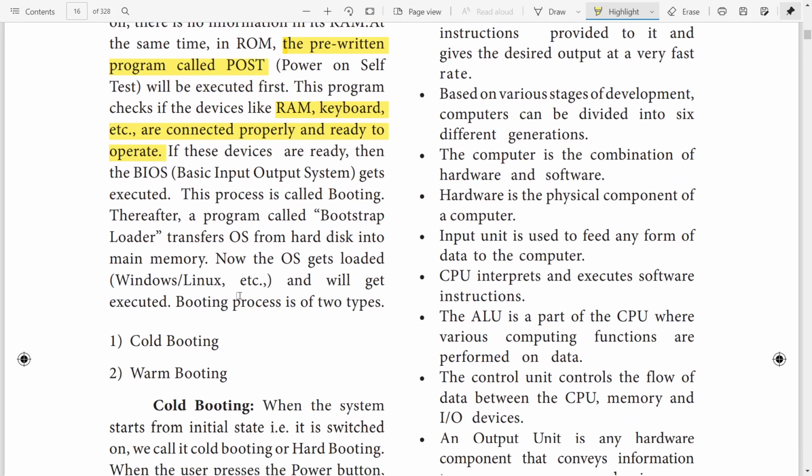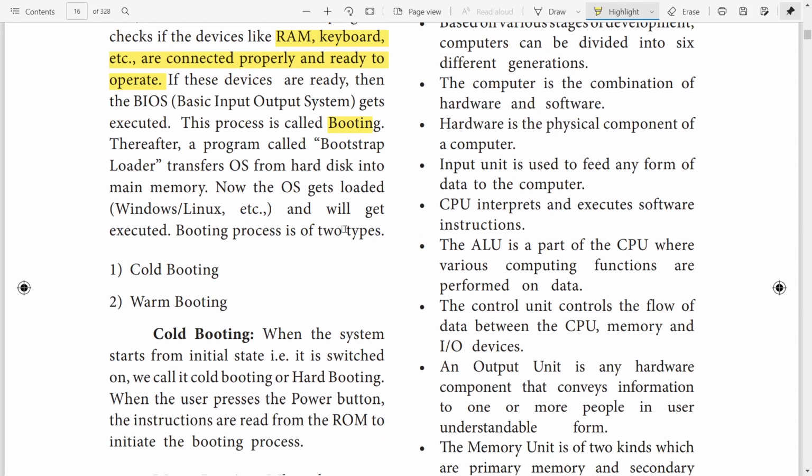If these devices are ready, then BIOS, basic input output system, gets executed. This process is called booting. This one is an important 2 mark or 3 mark question. Thereafter, a program called Bootstrap Loader transfers the OS from the hard disk into the main memory. There are two types of booting: cold booting and warm booting. Cold booting is when the system starts from its initial state, when it is switched on. We call it cold booting or hard booting.